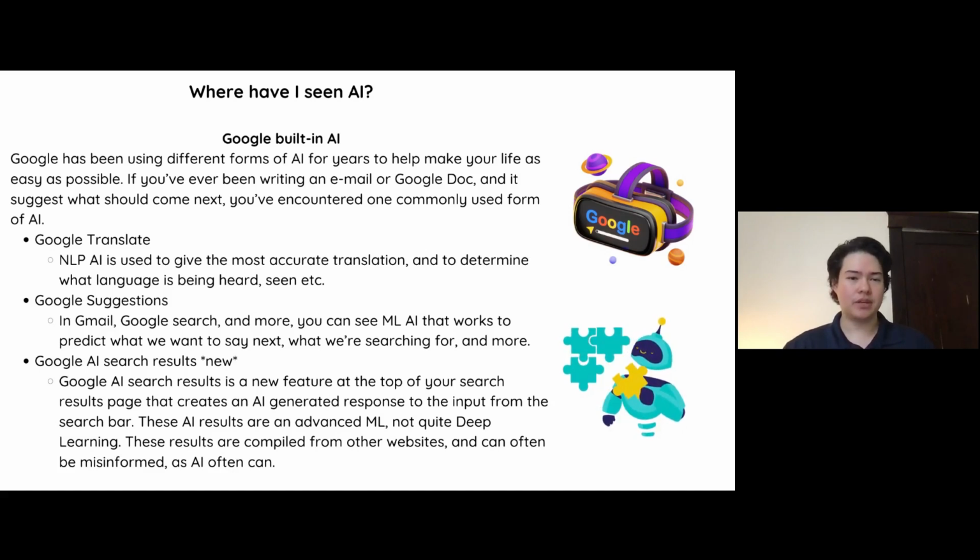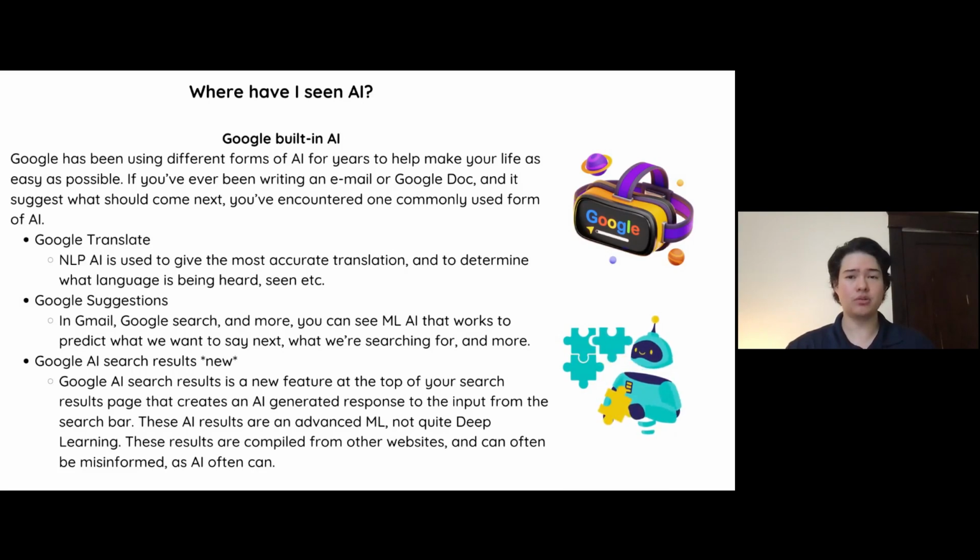Google Translate specifically uses the natural language processor to give really accurate translations, and this can be really beneficial as a lot of languages have different sentence structures, different grammars, things like that. And so it gives you the language that you are most familiar with. And one of the newest things that Google has done is their new AI search results. This isn't fully rolled out everywhere, and it's still in its beta testing area.